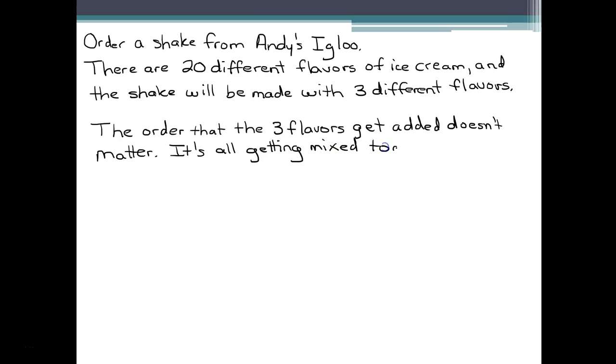So when you're ordering your shake, let's say you want to order one that has chocolate ice cream, peanut butter ice cream, and banana ice cream in it. Chocolate, peanut butter, banana will make the same exact shake as banana, peanut butter, chocolate. So the order you put those three in doesn't matter. In permutations, chocolate peanut butter banana was a different listing than banana peanut butter chocolate. In combinations, switching the order doesn't change anything, so we don't need to count those switchings.